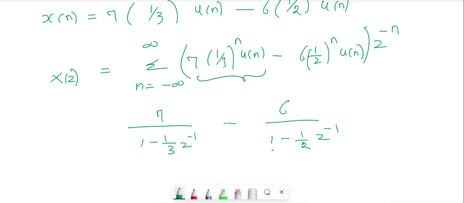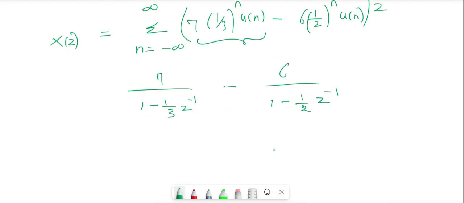So for the system to have a finite amplitude, the 1 by 3 Z inverse term should have a magnitude less than 1. If it is 1, then 1 minus 1 is 0, and the system would not be operating with finite amplitude, it would be in infinite amplitude.